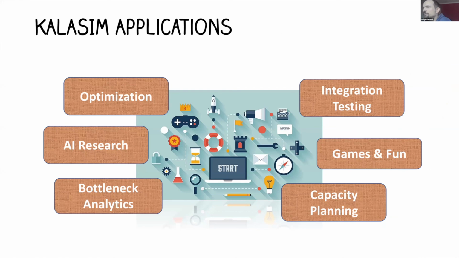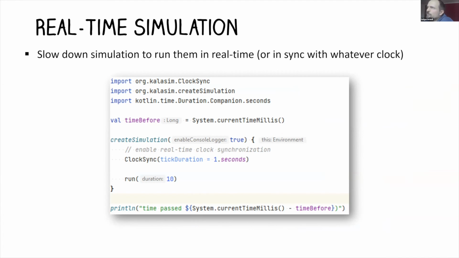So let's wrap up what we've learned today. We've talked about simulation, and in particular, we talked about a library called kalasim, which is written in Kotlin and which allows to write simulation models. And these models can be consumed when working out optimization for processes. We can use it for integration testing, for game development, for capacity planning, for bottleneck research, and also for AI development. And we haven't touched quite a few features today.